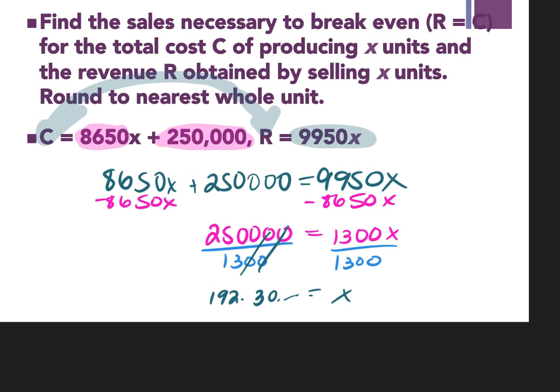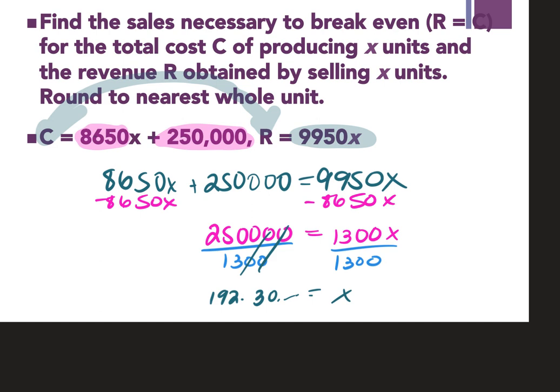So now think about a break even. How does 192.3 normally round? One, I can't sell 0.3 of a shoe, right? So I would normally round that number down, and I would round it to 192. If you sell 192 shoes, have you broken even? No. So in break even analysis, you always round up.